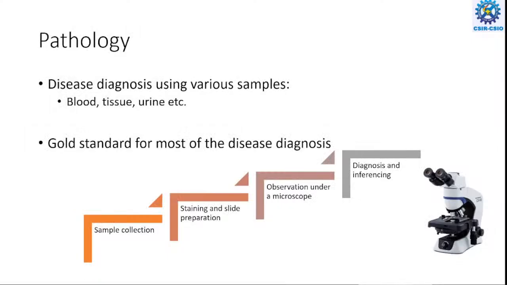Pathology is basically a domain of diagnosis, where different diseases are diagnosed using blood, tissue, urine, or other samples, and it is basically the gold standard for disease diagnosis. So what happens here? The sample is prepared and stained, the slide is prepared, and that slide is kept under the microscope and observed through the eyepiece or through the digital images from the camera, and that image is used for diagnosis and inferencing.